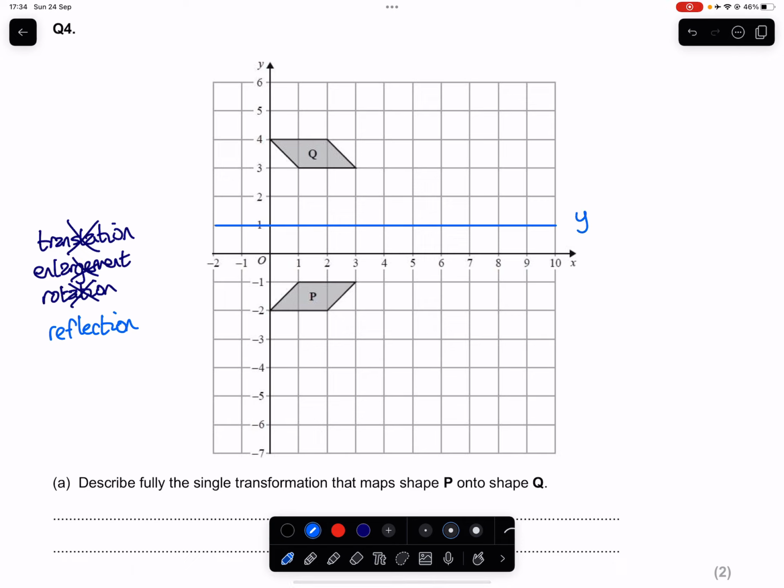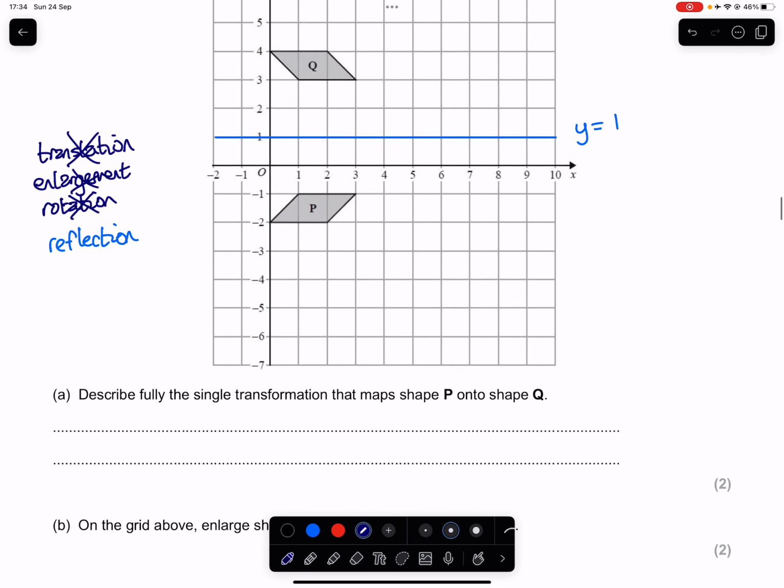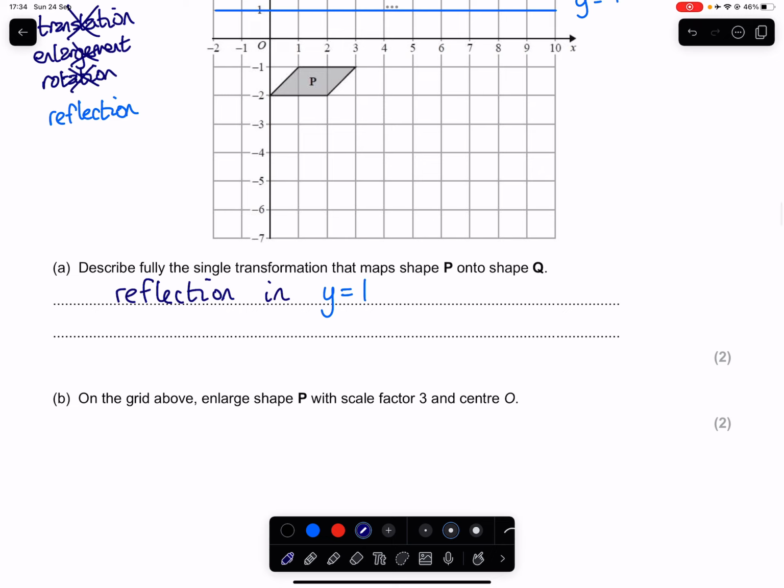This line has equation y equals 1 because every point on that line has a y-coordinate of 1. So our final answer here to describe this transformation: first of all, we say that it's a reflection, and then we can say in the, through the, across the, whatever, you could just put in as well, and then the equation of our line of symmetry. So that's part A. Part B, on the grid above, enlarge shape P with a scale factor of 3 with center origin.